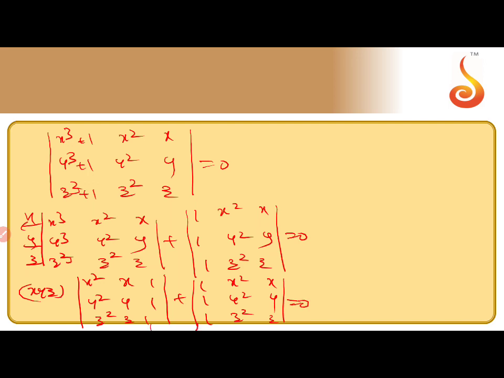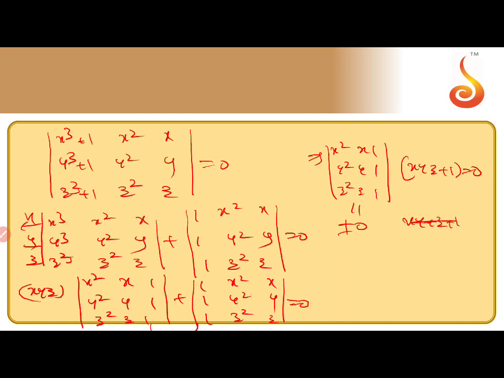So these two are equal. If you interchange the columns, both are identical. You can take the determinant common from this one. These two are the same. So what is common? The determinant x square, x, 1; y square, y, 1; z square, z, 1. What is left? xyz plus 1 equals 0. Since this determinant is not equal to 0, xyz plus 1 equals 0. Therefore xyz equals minus 1.